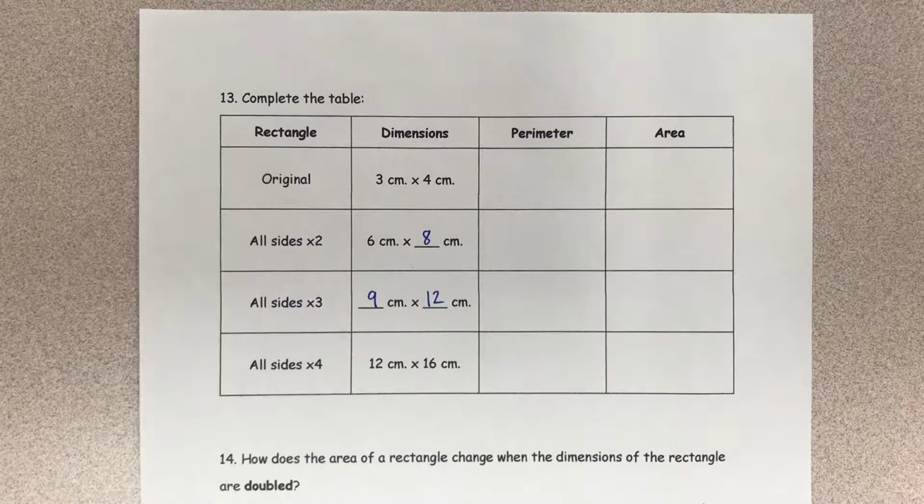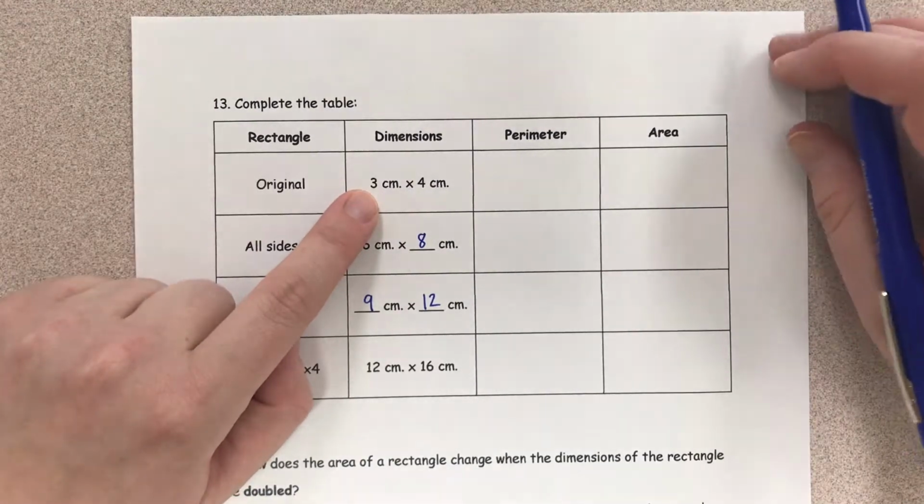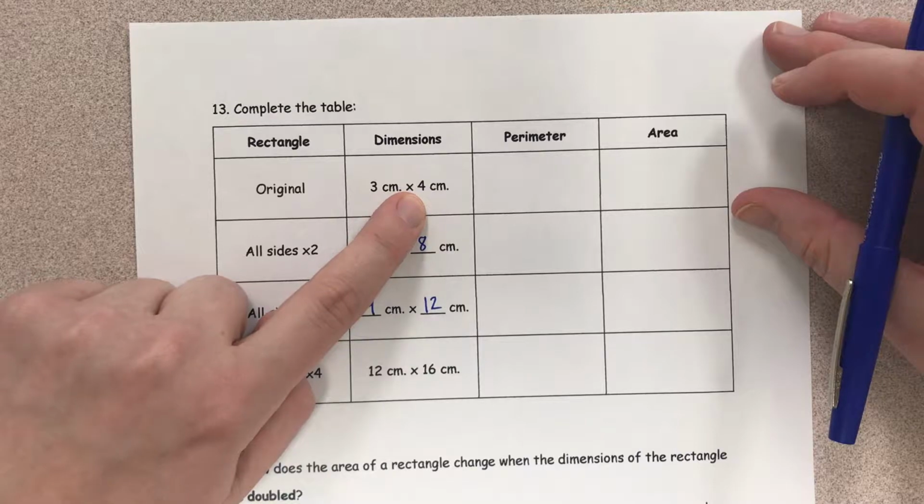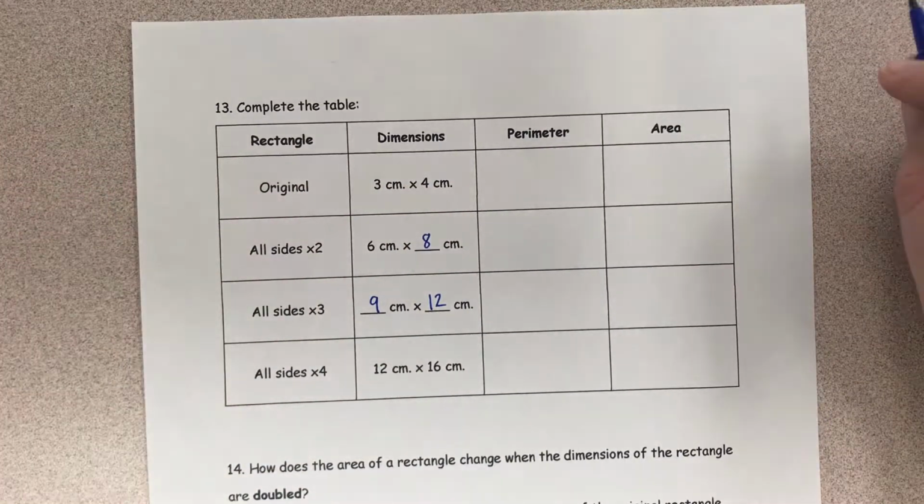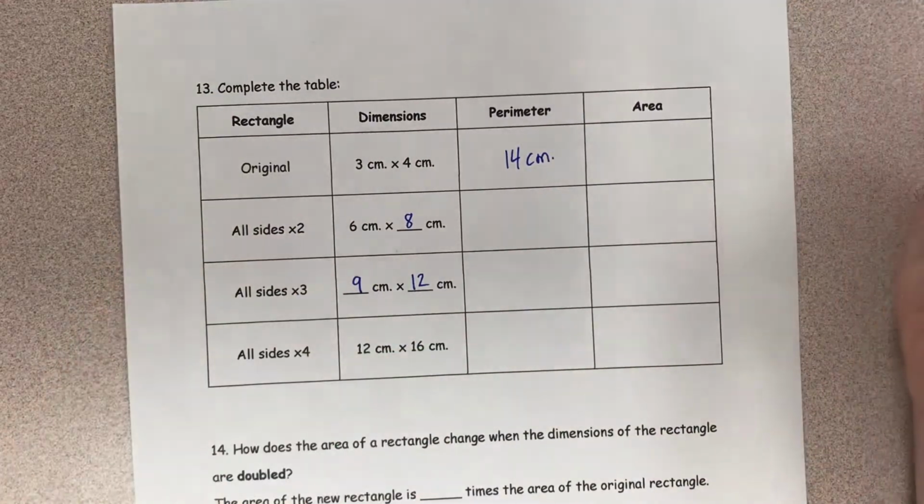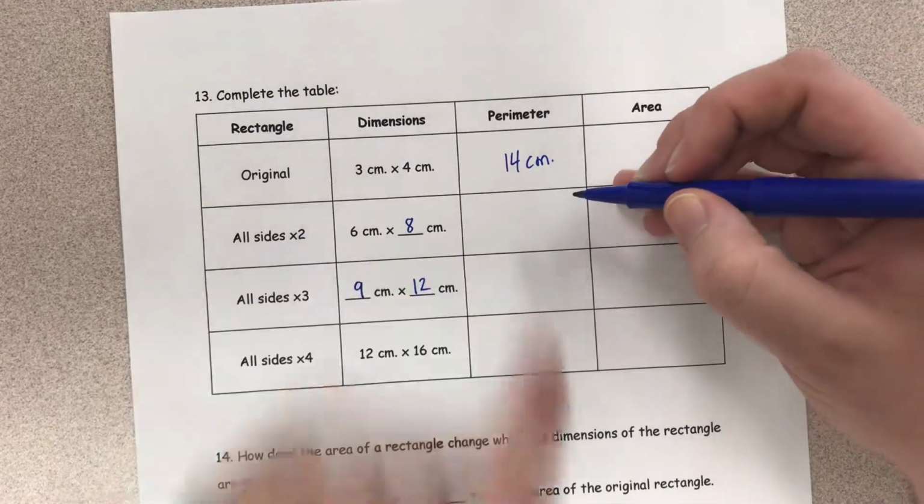And now we have to use these dimensions in order to come up with the perimeter and area. So the perimeter of the original rectangle would be 3 plus 4 plus 3 plus 4. You're adding all the sides together. And in that case, you get 14 centimeters. Okay, and let's do the whole column of perimeter.